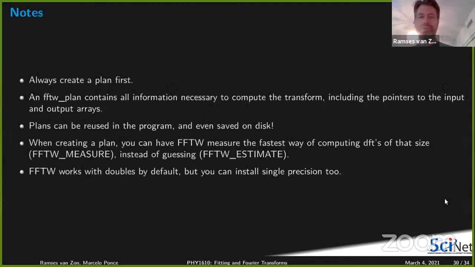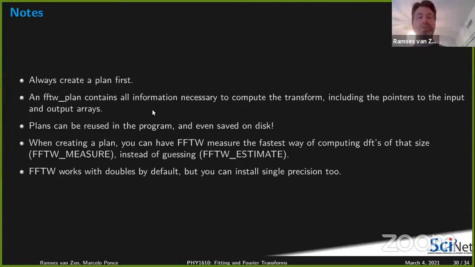So a few notes, and I think we'll wrap it up here. When you're using the Fourier transform libraries, you create a plan. It contains all the information to compute the transform. It needs pointers to the input and output arrays. There're typically C libraries, or written in C, so that's why. You can reuse plans in your program.